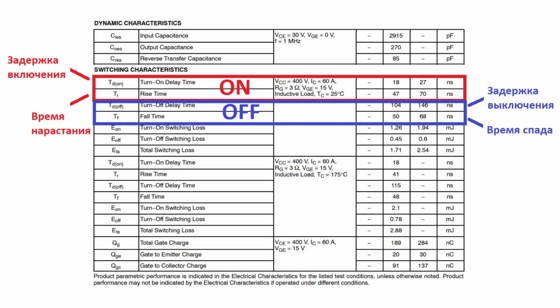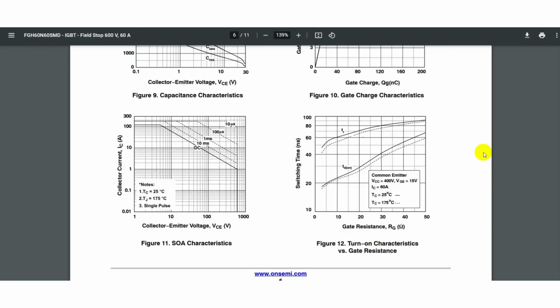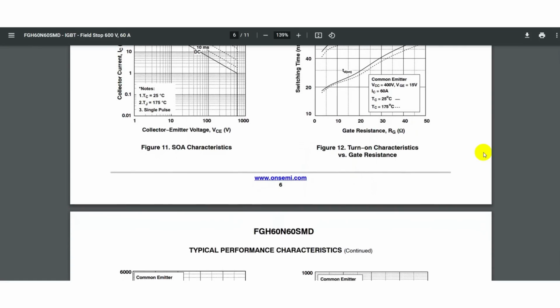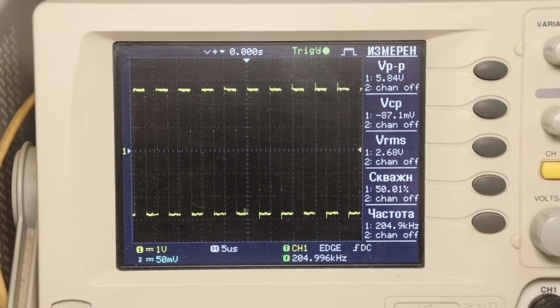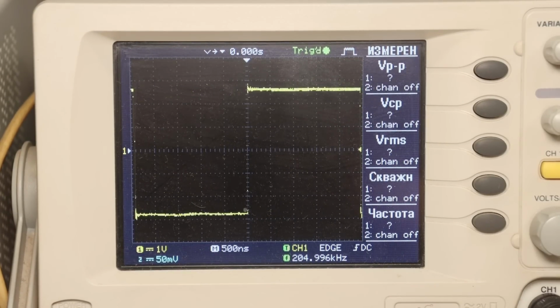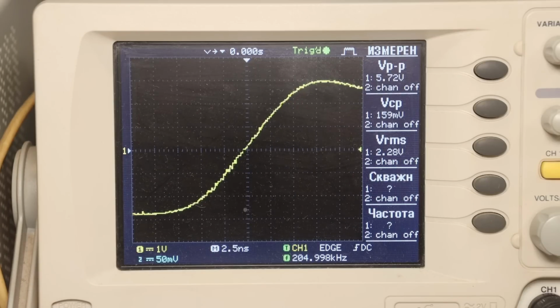Regarding the on time and off time, there is one more nuance, or rather two. Firstly, in the technical documentation, the manufacturer indicates this parameter for a specific gate resistor. There are also graphs of the change in time characteristics depending on the resistance of the gate resistors. It is clear that switching on and off is not an instantaneous process, and if we stretch the front and back edges of the signal, we will see a curve.